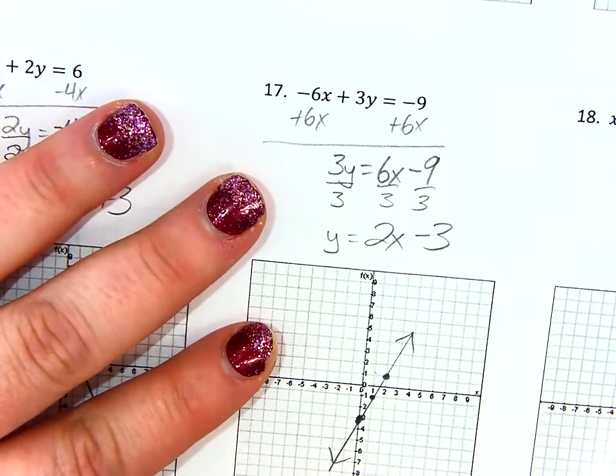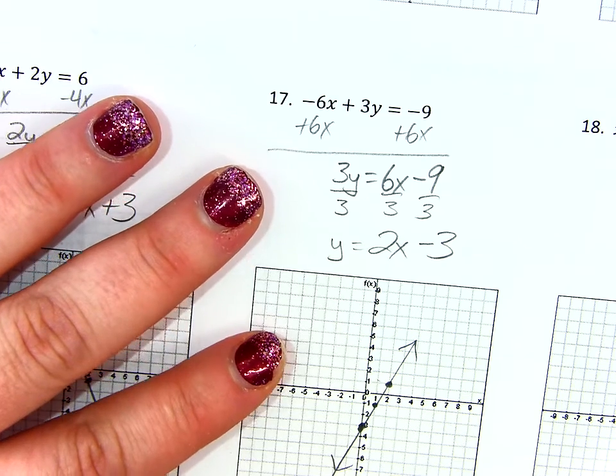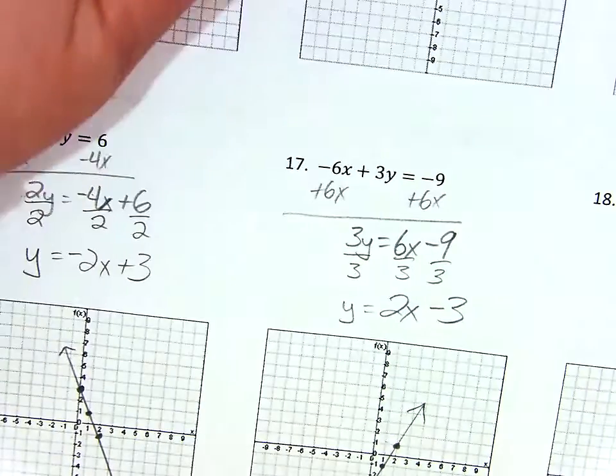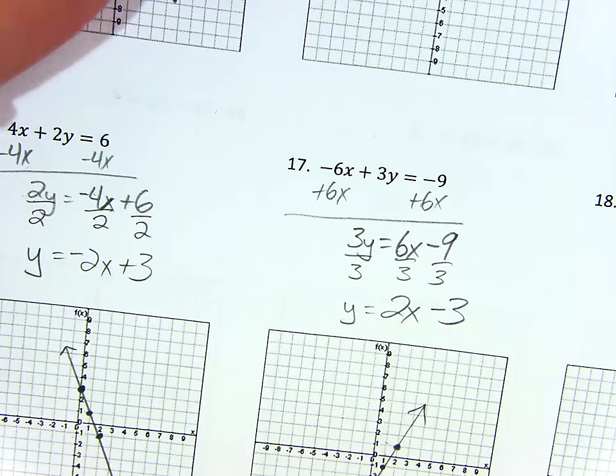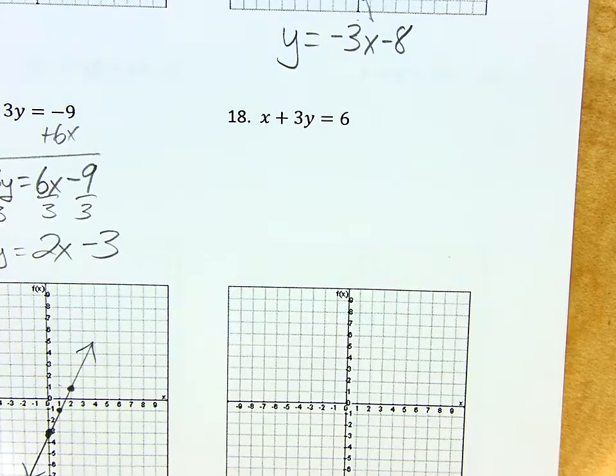Pablo, do you have a question on number 18? No. Okay. Now, 18's different. 18 might throw you for a loop. I don't know. Try it. Don't graph it yet. Just get y by itself. Do what you think you're supposed to do. I'm so curious. What are you going to do with this one?